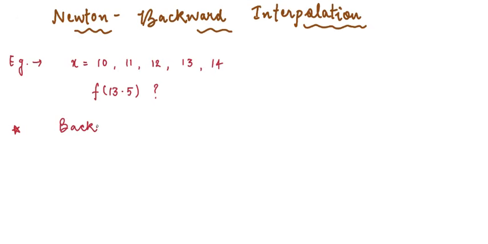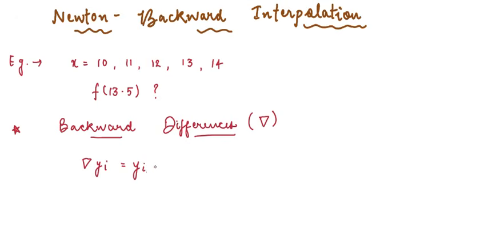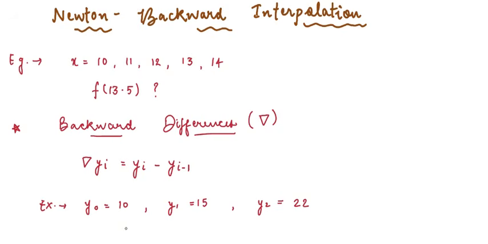Now let's define the backward difference. The backward difference operator is denoted by nabla. The first backward difference is nabla yi equals yi minus y(i-1). For example, if I have y0 as 10, y1 as 15, y2 as 22, then nabla y1 becomes 15 minus 10, which is 5, and nabla y2 becomes 22 minus 15, which is 7.